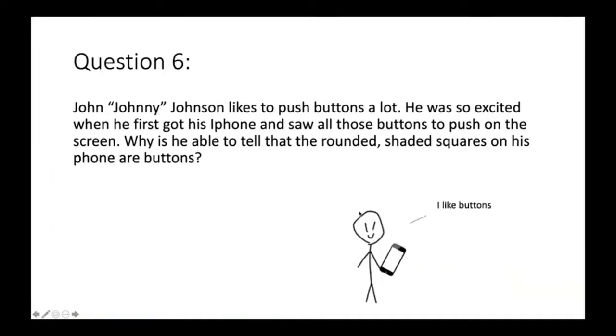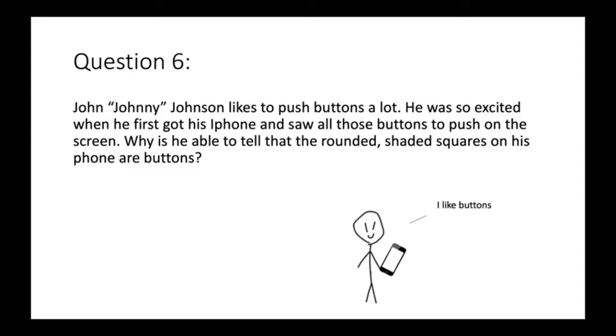And so last one, Johnny Johnson likes to push buttons a lot. And so he was excited when he first got his iPhone and saw all those buttons to push on the screen. But why is he able to tell that these rounded shaded squares on his phone are buttons and not a fill-in box? I think that's because it creates some kind of drop shadow that makes the button look like they're floating upwards. So he knows it's a button and not a hole.